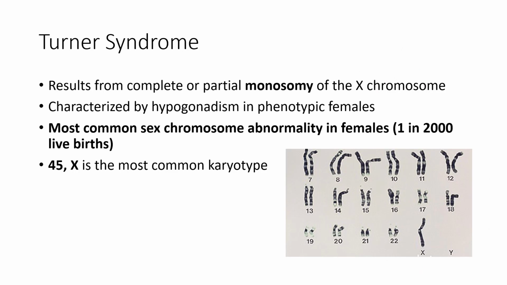Next up is Turner syndrome, which is essentially the chromosomal mirror image of Klinefelter. Instead of extra sex chromosome material, we're dealing with missing X chromosome material. The most common karyotype is 45, X, meaning there's only one X chromosome present. This condition affects phenotypic females and is the most common sex chromosome abnormality in females, occurring in about 1 in 2,000 live births. Turner syndrome is characterized by gonadal failure, leading to hypogonadism.